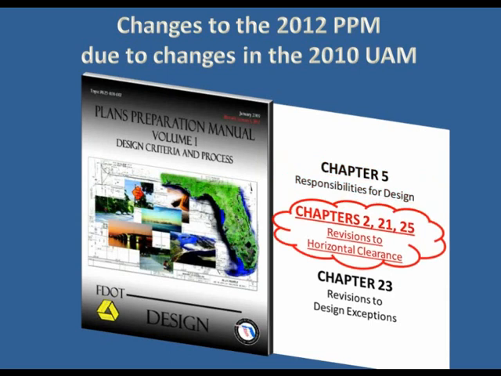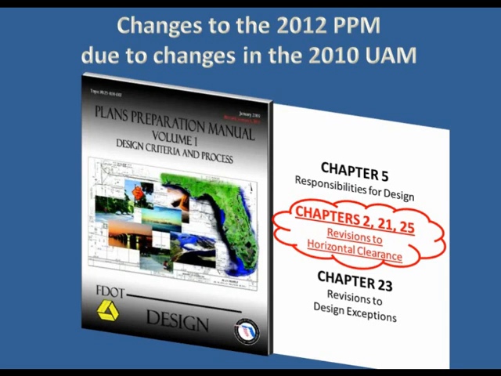In Chapters 2, 21, and 25, that's where we made the changes to the Plans Preparation Manual to tell the designer how to design. We no longer send them to the Utility Accommodation Manual to have them read the law and figure out how to implement it. The law applies to the utility industry and tells them what their responsibilities are.